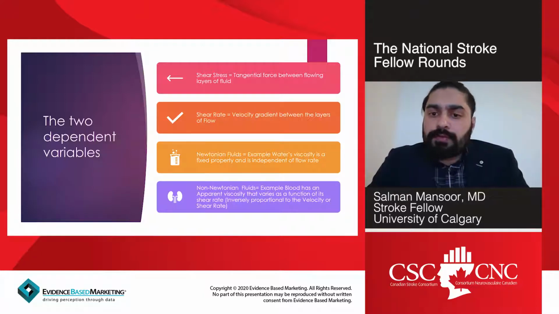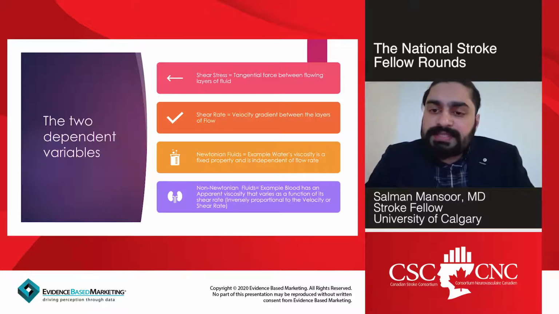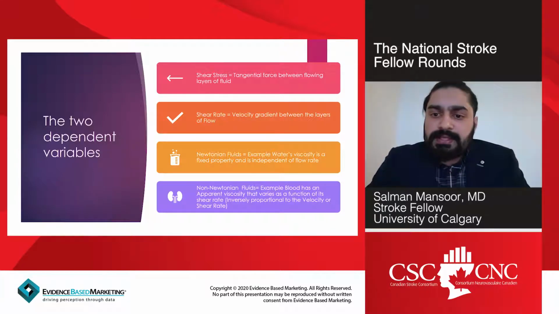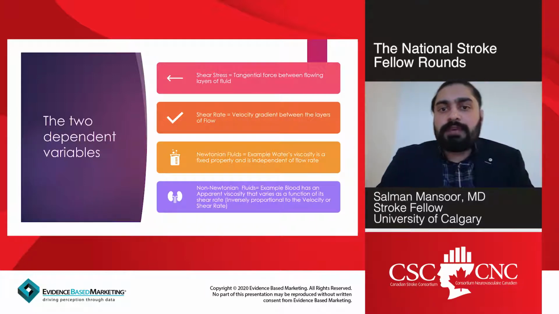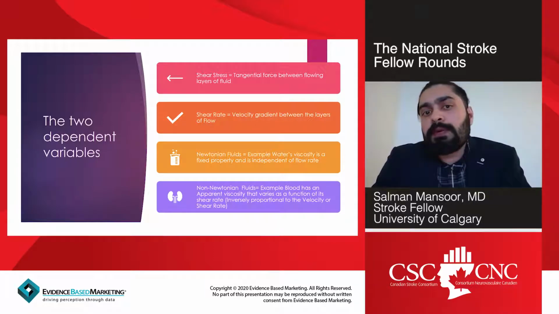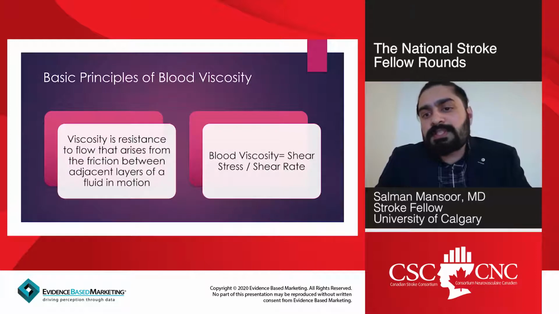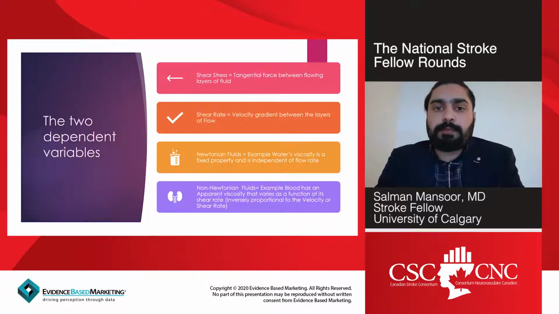However, the non-Newtonian fluids, of which the perfect example is blood, have an apparent viscosity that varies as a function of shear rate. And viscosity is inversely proportional to the shear rate. So in the equation I was deriving, blood viscosity is shear stress divided by shear rate. That means that blood viscosity is inversely proportional to the shear rate in this equation. And in the numerator, you can see the shear stress, which is directly proportional.